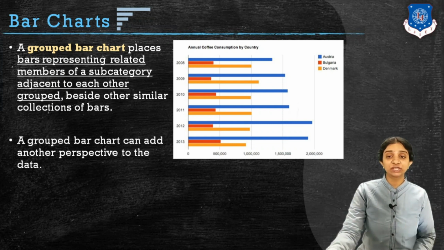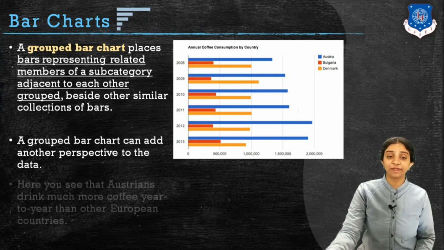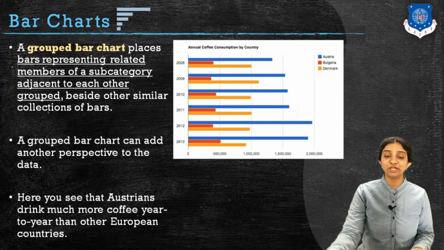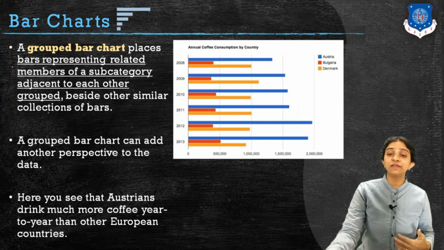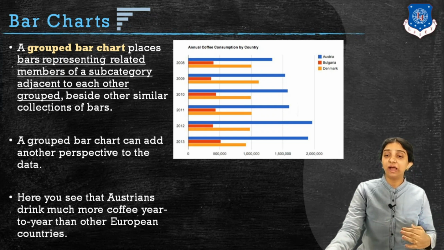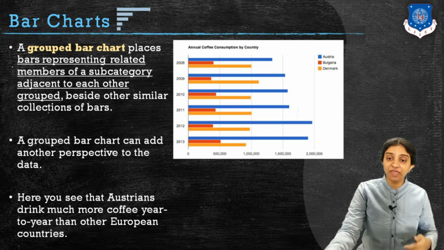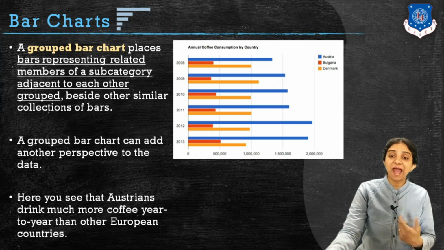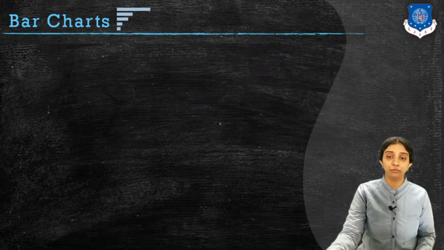A grouped bar chart adds another perspective to data. For example, here you can also deduce that Austrians drink much more coffee year by year as compared to other European countries like Bulgaria and Denmark. So they are actually giving a hike in the consumption of coffee year by year. As the years pass, the consumption also increases in Austria as compared to other European countries.